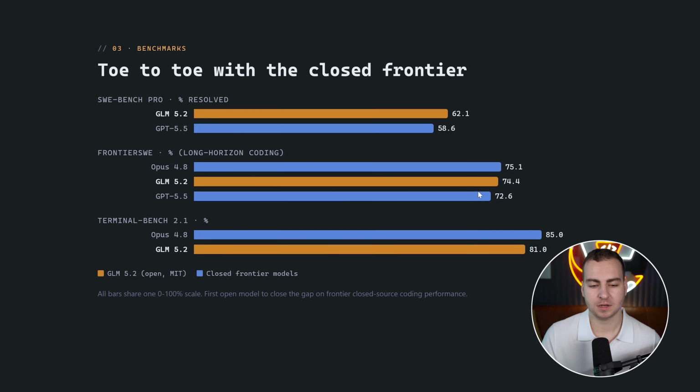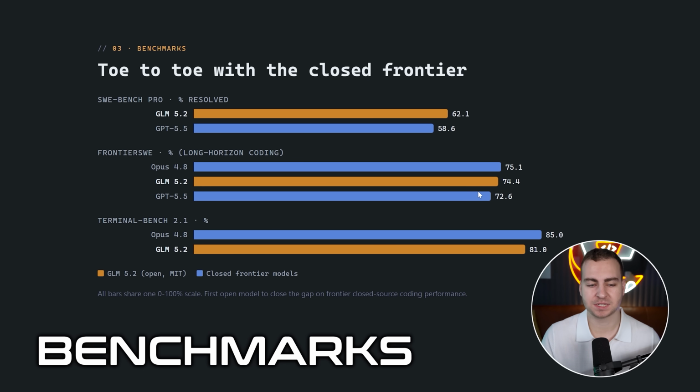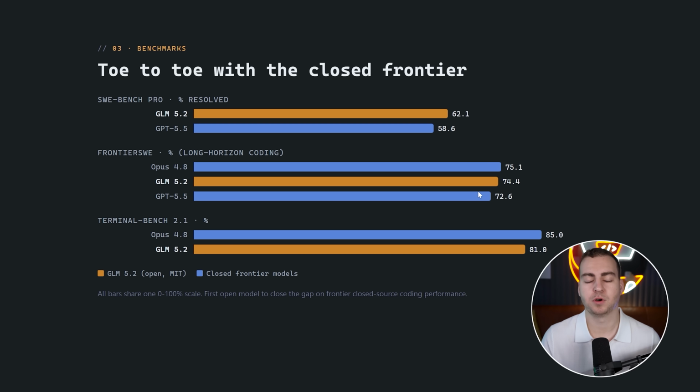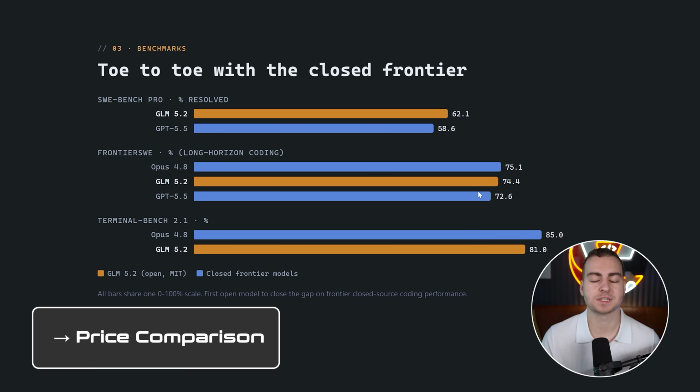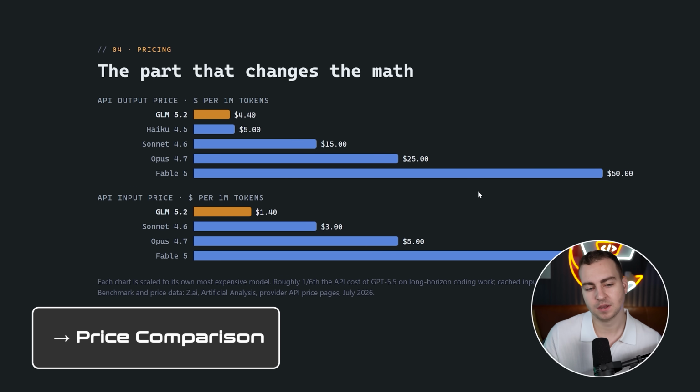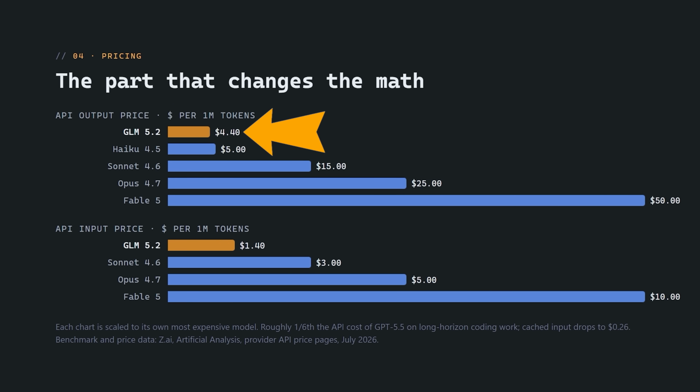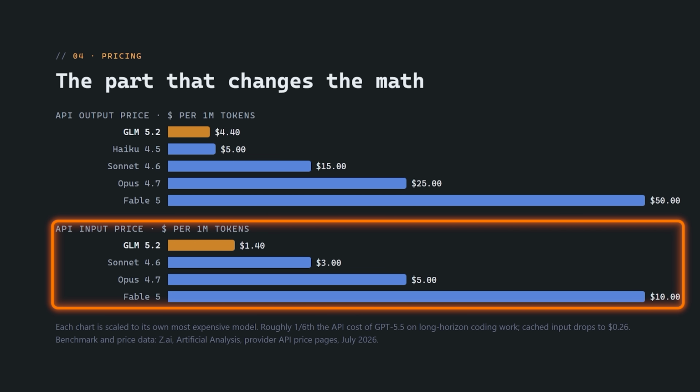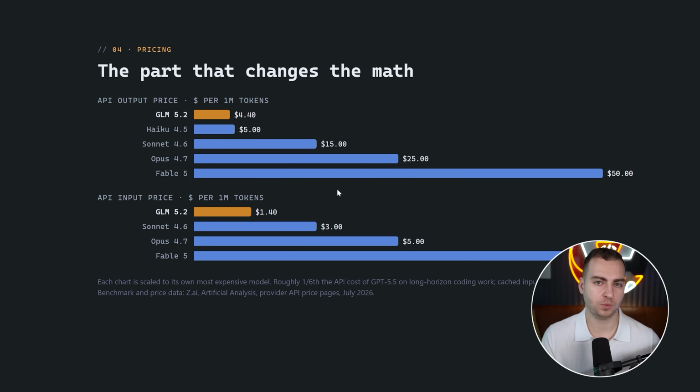Now, if we look at the benchmarks here, you can see how it stacks up against GPT 5.5 and Opus 4.8. Of course, models like Fable and now the new GPT 5.6 models are going to outperform this, but when we look at the price comparison, that's where this becomes more interesting. So you can see price per 1 million output tokens, $4.40. That's cheaper than Haiku, cheaper than Sonnet 4.6, significantly cheaper than Fable at $50. And then same thing when we look at the input tokens, just $1.40. So you're going to get significantly more bandwidth with this.